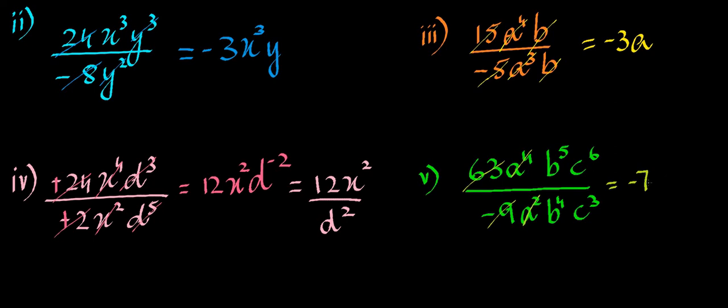A raised to 4 by a raised to 2, so we have 4 minus 2, only a raised to 2 left. B raised to 5, b raised to 4, 5 minus 4, only 1 b left over here. And c raised to 6, c raised to 3, 6 minus 3, only c raised to 3 left over here. Okay, I hope it's clear. Moving ahead to the next sub-question.